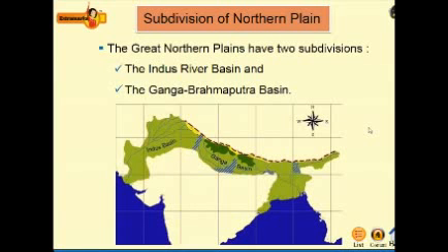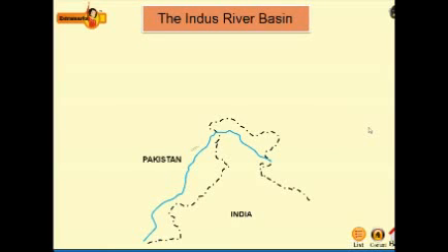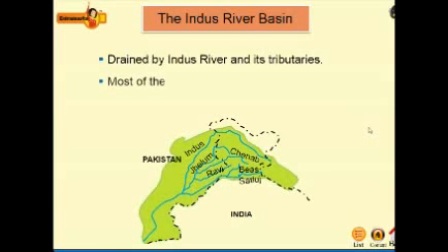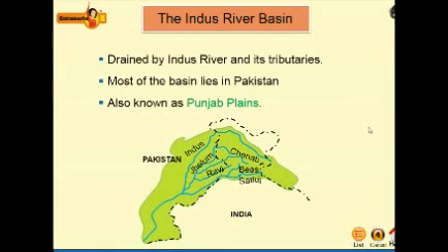The Northern Plains, or the Great Northern Plains, have two subdivisions, that is the Indus River Basin and the Ganga-Brahmaputra Basin. The Indus River Basin is drained by the Indus River and its tributaries. Most of the basin lies in Pakistan and is also known as the Punjab Plains.